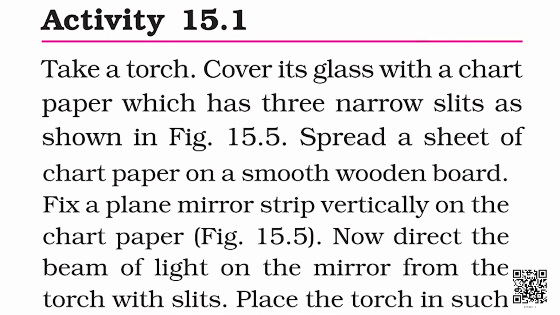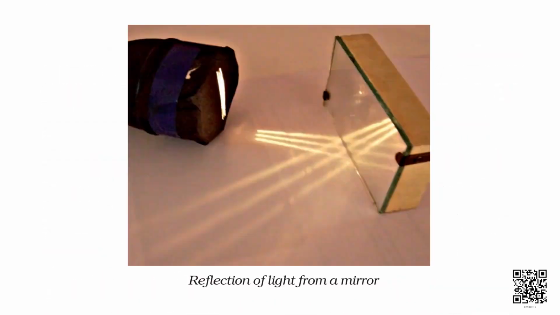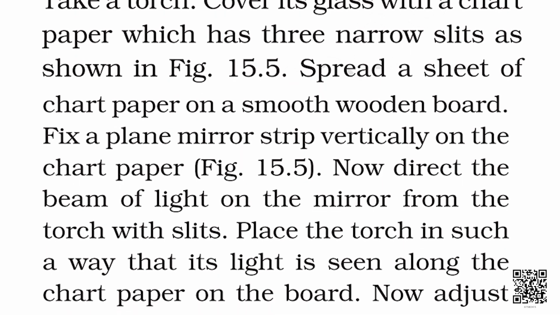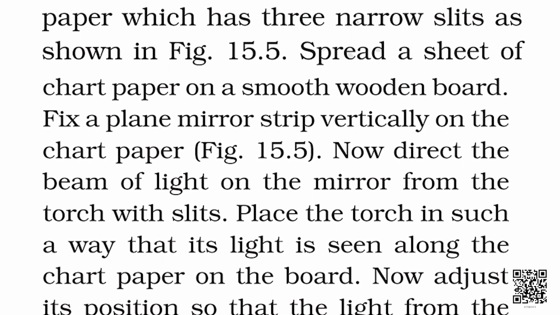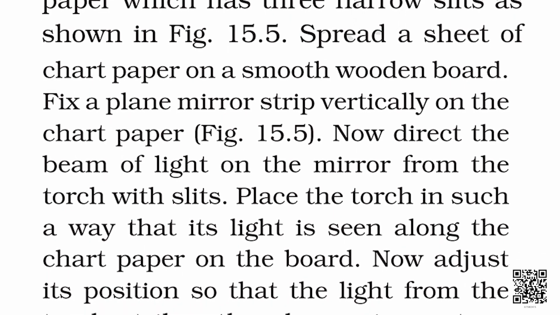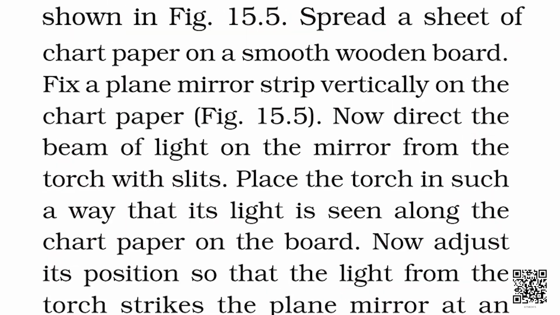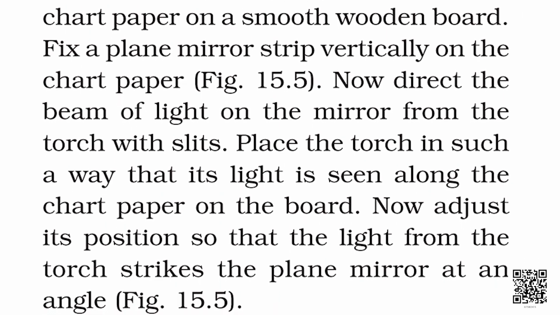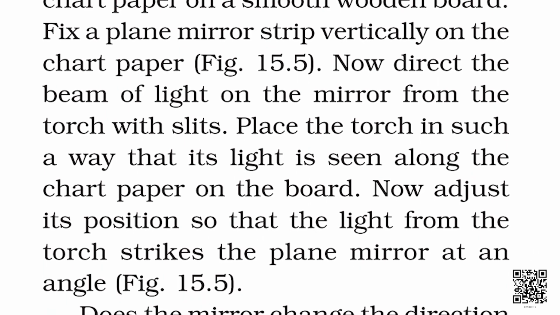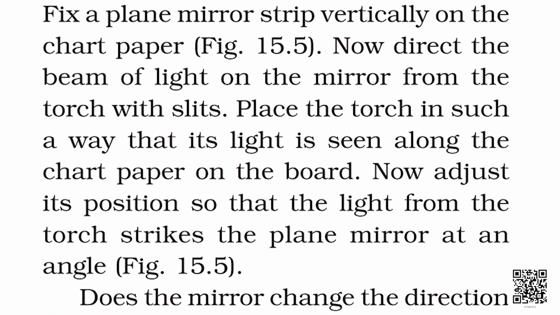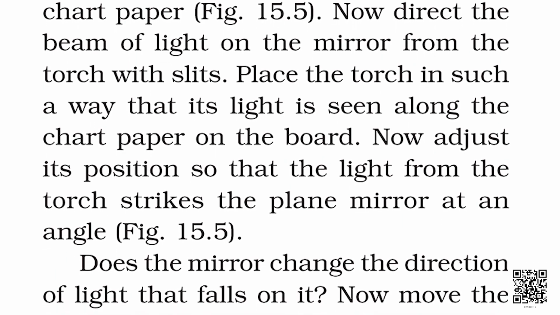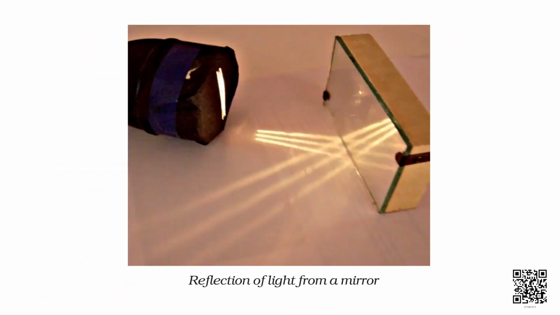We will take a torch, cover its glass with a chart paper which has narrow slits as shown in this figure. Then we will spread a sheet of chart paper on a smooth wooden board and fix a plain mirror strip vertically on the chart paper as shown in this figure. Now we will direct the beam of light on the mirror from the torch slits. We will place the torch in such a way that its light is seen along the chart paper on the board. Now we will adjust its position so that the light from the torch strikes the plane mirror at an angle, as we can see in this image.